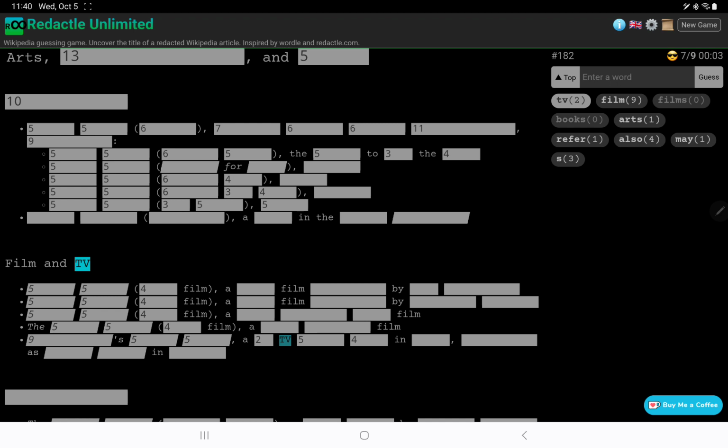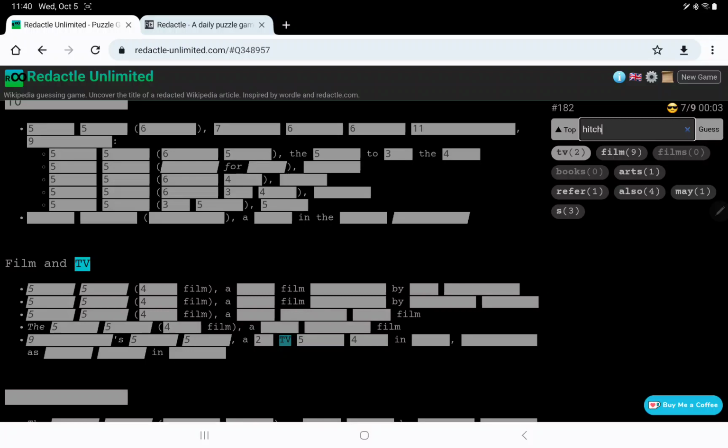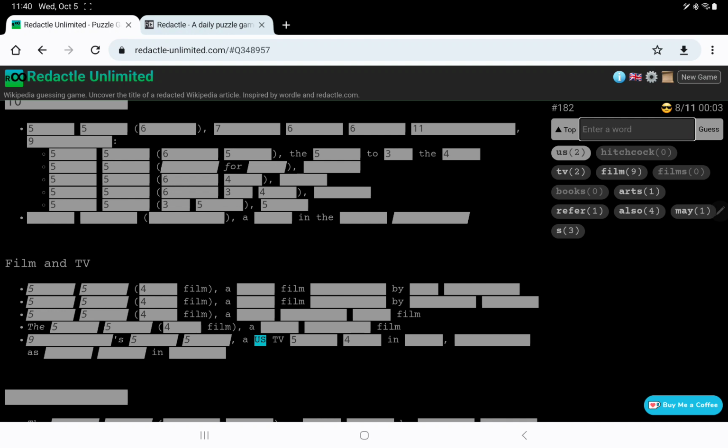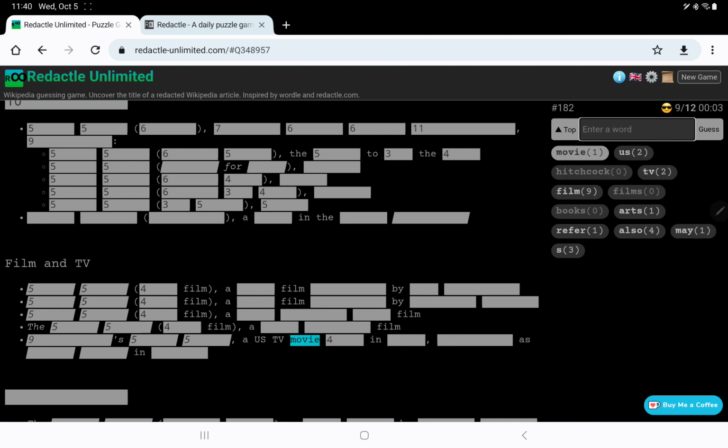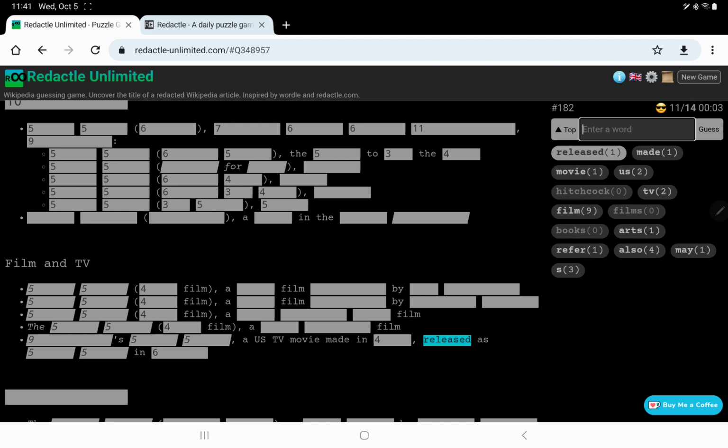Oh, I immediately thought of Hitchcock. Is it Alfred? No, not Hitchcock. Somebody's 5, 5. A US TV movie. Made in some year. 8 as 5, 5. Released in 6. Is that in cinemas or in some other country? Maybe in Canada.